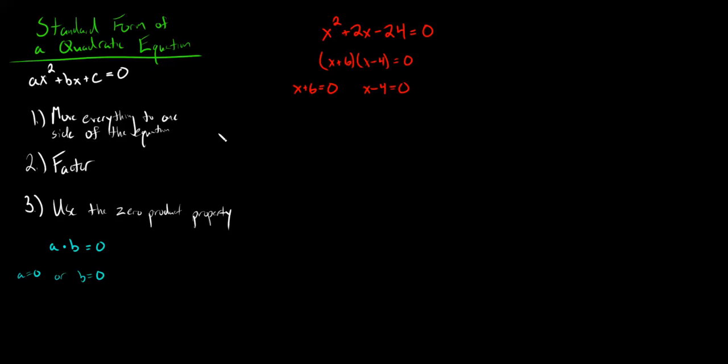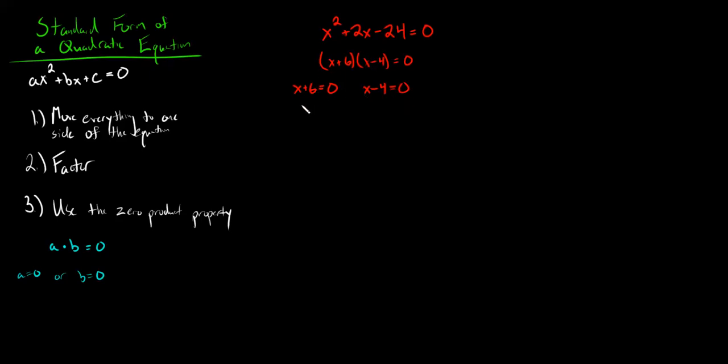What we do to use the zero product property, and this is very important, so I would write this down, is we set each factor with a variable in it equal to 0, and then we solve for that variable. So we had x plus 6, that was a factor with a variable in it. I set it equal to 0. I had x minus 4, that was a factor with a variable in it. I set it equal to 0, and now I solve each of these equations.